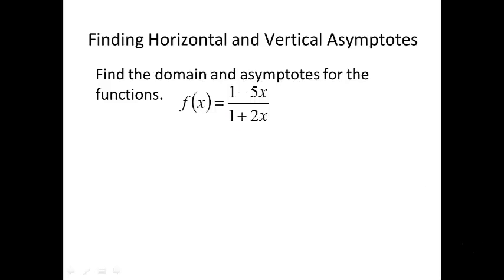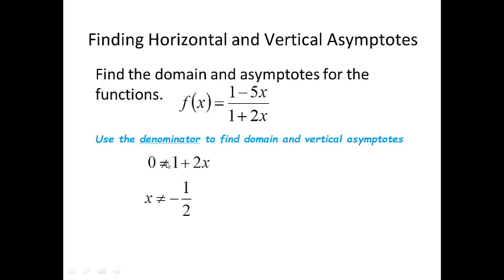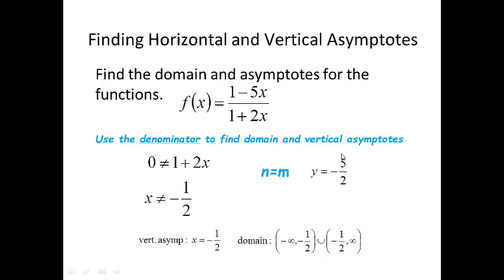One more. Here we go. This is going to be taking the denominator, making that not equal to 0. That means my domain is everything but negative 1/2. So my vertical asymptote is going to be negative 1/2, and my domain is going to be negative infinity to negative 1/2, skips over the negative 1/2, goes to positive infinity. And since these two exponents are the same, the horizontal asymptote will be equal to negative 5 over negative 2.